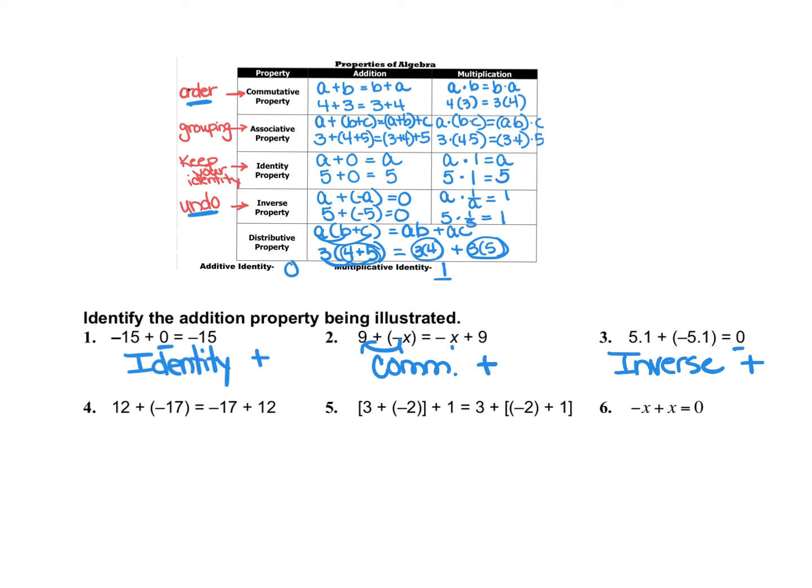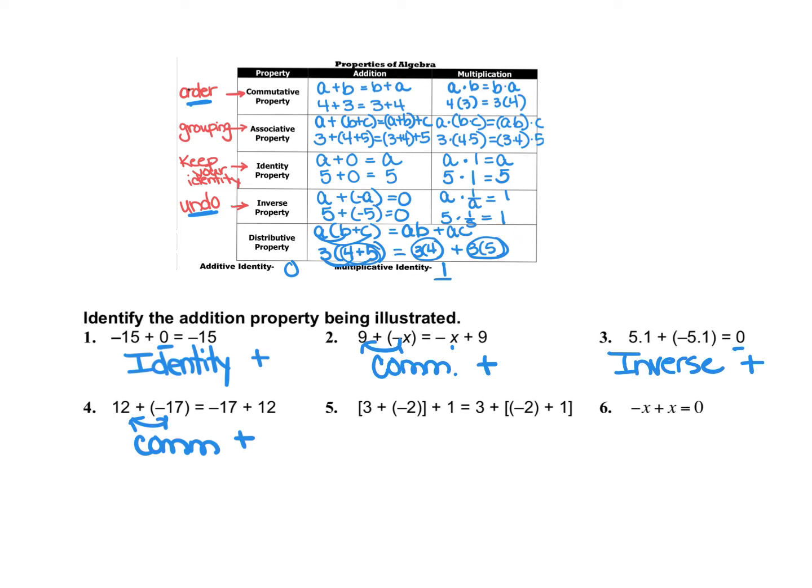Now we have 12 plus negative 17 is equal to negative 17 plus 12. All right, again, notice how these two have been switched. Don't get confused here. This has got a parentheses here, but it has nothing to do with the grouping of it. So it's just keeping those apart. So all we've done is we've switched our order. So this is going to be the commutative property of addition.